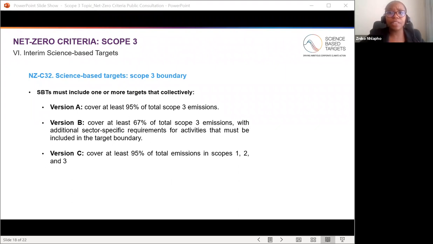In the previous slide, we went through a practical example comparing version A, B, and C for 4 different companies. I would encourage you again to have a look at that example again to further understand the strengths and the weaknesses for each of the options that have been presented.